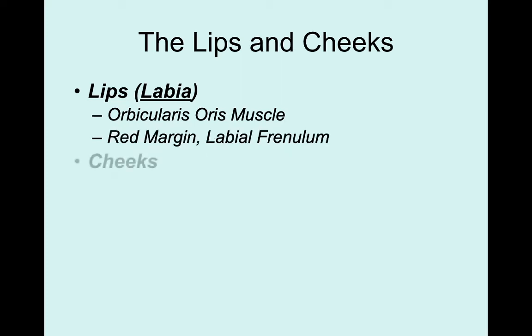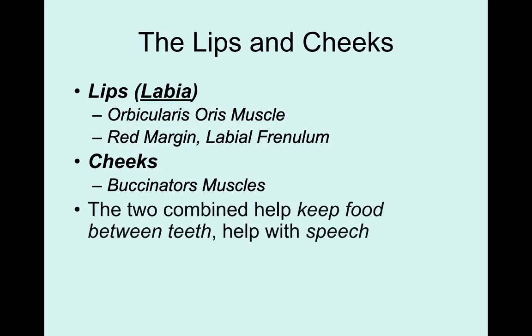So let's look. Another name for our lips is the labia. They are surrounded by the orbicularis oris muscle, which is basically the muscle that helps to purse your lips and close your mouth. Also, we have our cheeks, which remember are our bucca. We have buccinator muscles that help to move our cheeks and help us with our speech. And these two together help to keep the food between the teeth as well as help with speech.